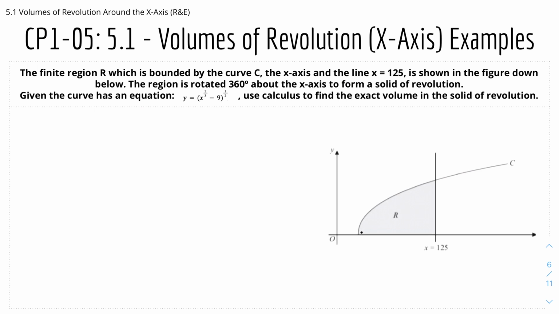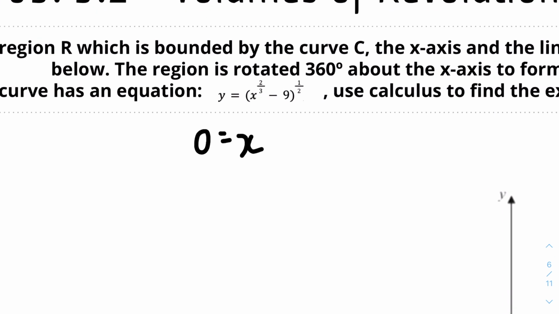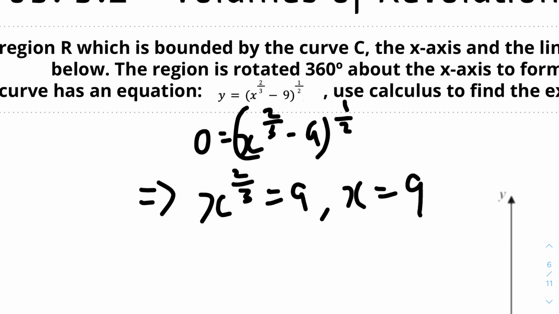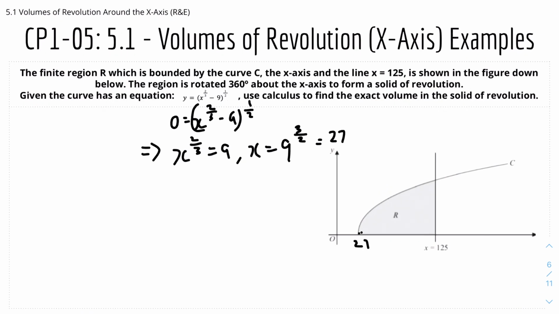So basically just set y equals 0, so it'll be 0 equals x to the power 2 over 3 minus 9 all to the power of a half. So just basically rearranging to get x to the power 2 over 3 equals 9. So x equals 9 to the power 3 over 2. Let me just put that into my calculator. So 9 to the power 3 over 2 gets us 27, like so. So we know that this point right here is 27.